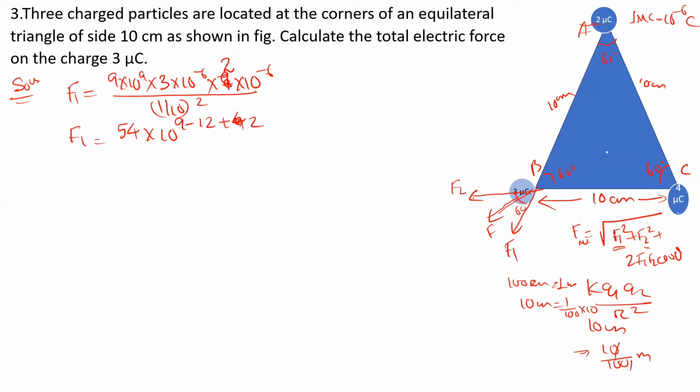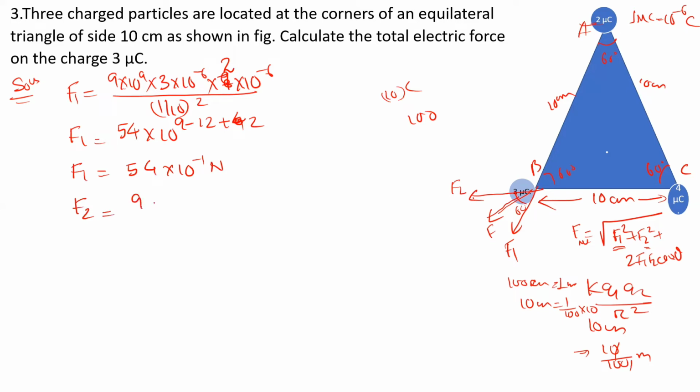From here, the 10 square in the numerator is 100, so it is 10 to the power 2. This combined with 10 to the power minus 12 gives 10 to the power 11. So F1 equals, from this entire calculation, 54 into 10 to the power minus 1 Newton. This is the magnitude of F1.